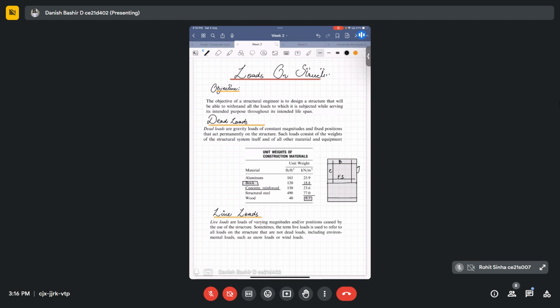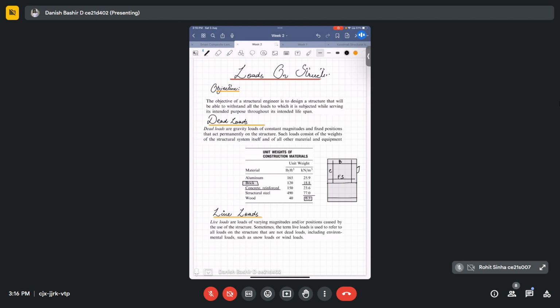Then the other category of the loads is the live loads. Live loads are those loads which are movable or moving loads due to the use of the structure. For example, we have a bridge. On a bridge, we have vehicles going to and fro all the time, plus pedestrians also. The loads that these vehicles and pedestrians impart on our bridge can be categorized as live loads.